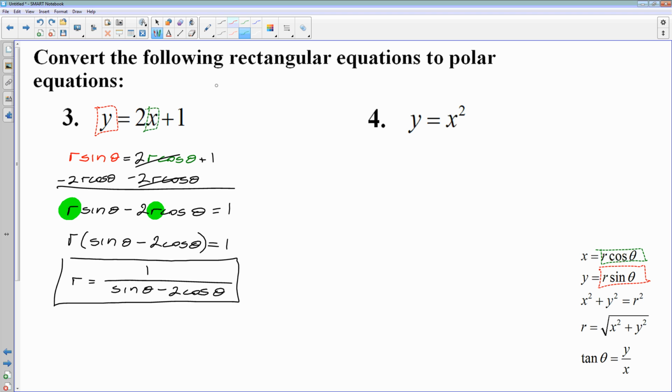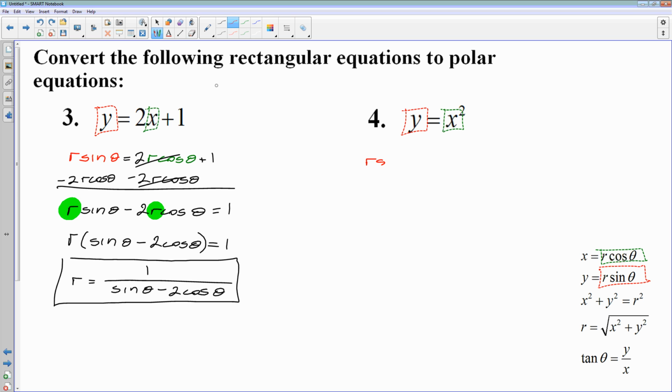Number 4, we have y equals x squared. Y is r sine theta, so I'm going to do the same thing. I'm going to take out the y. Let's make that red, stay with my color coding here. I'm going to take out the y, and I'll plug in r sine theta. I'm going to take out the x, and I'm going to plug in r cosine theta.